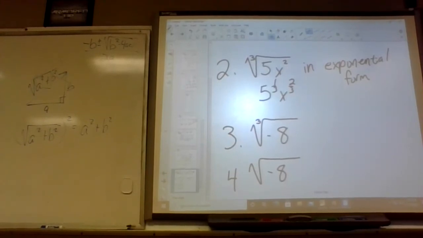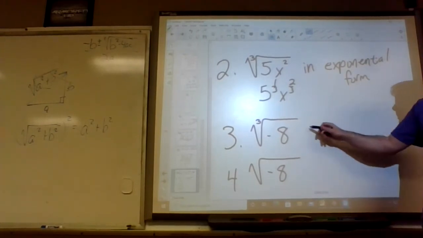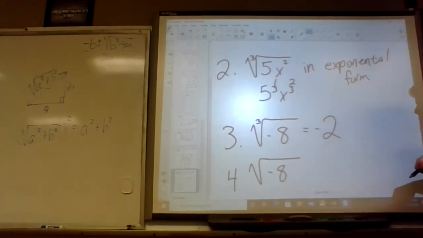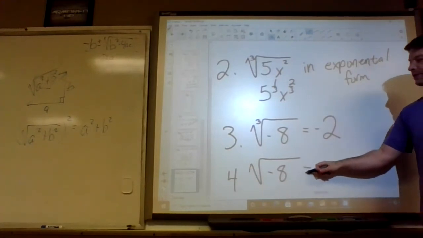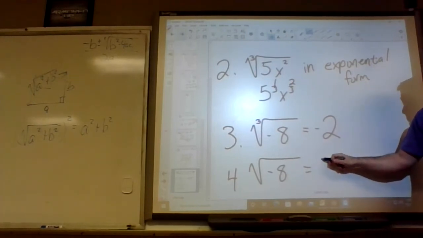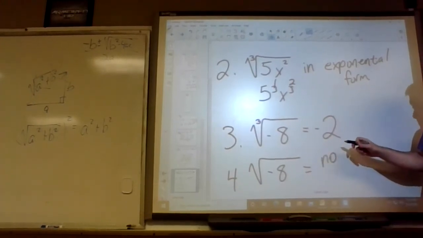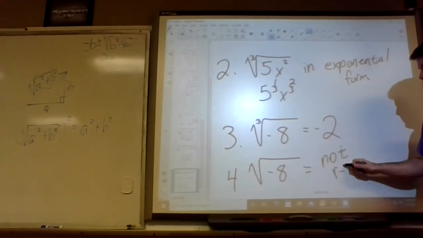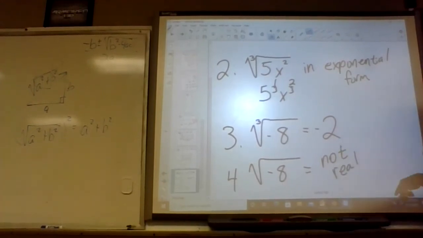Okay. Number 3. Carter, what times what equals -8? Negative times negative times a negative is a negative, so it's -2. Okay, what's different on number 4? No solution. Is it possible to have a number times itself equal a negative? No. So we put not a real solution. Yeah, there's something called an imaginary number that we'll learn in Algebra 2.